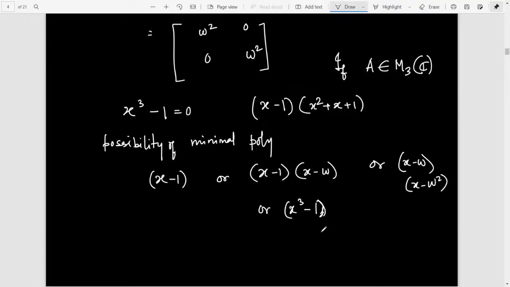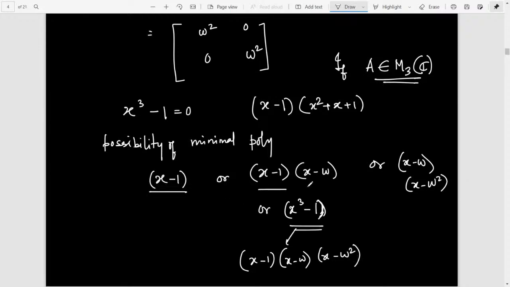Okay, but in all of these cases, the fact is that if A to the power k is equal to I, and A is in M3C, you can write this as (x minus 1)(x minus omega)(x minus omega square). So in each of these setups, do you see that the minimal polynomial is getting split and it does not have a repeated root?